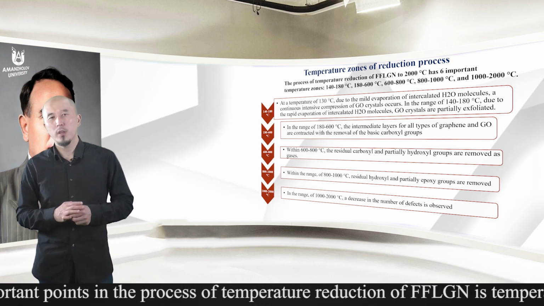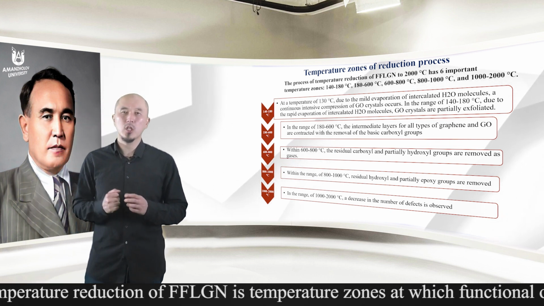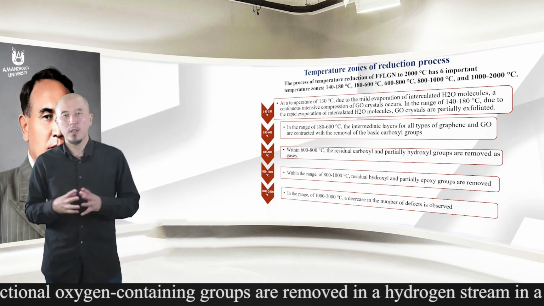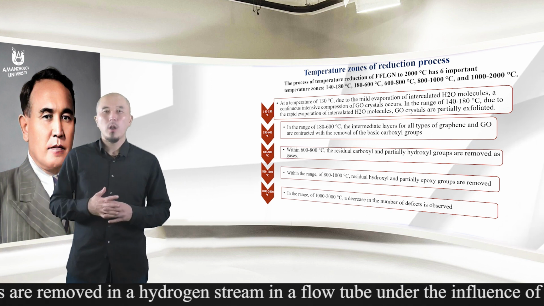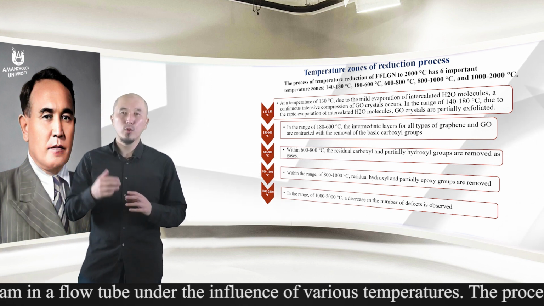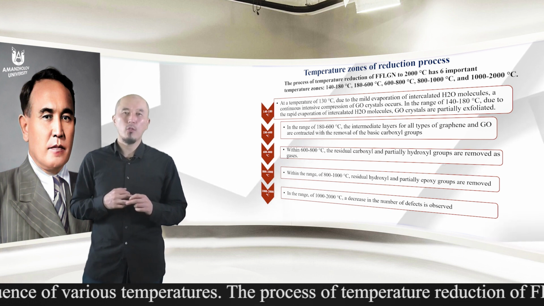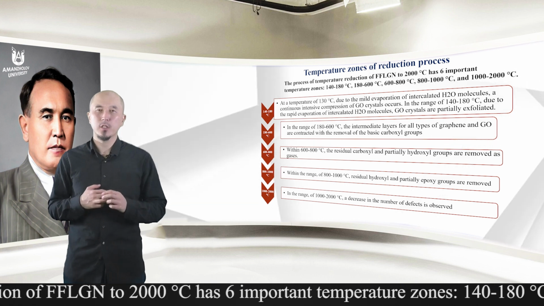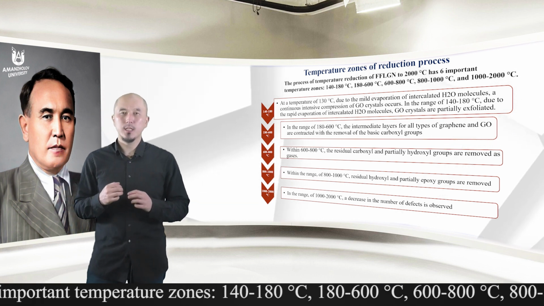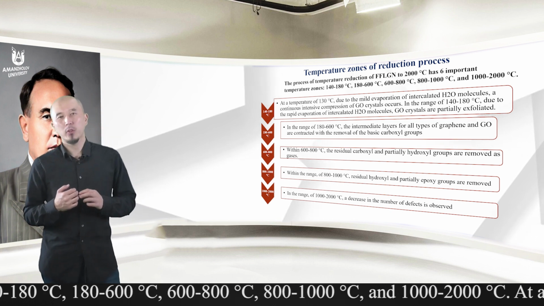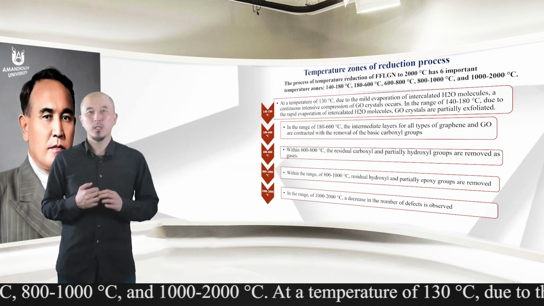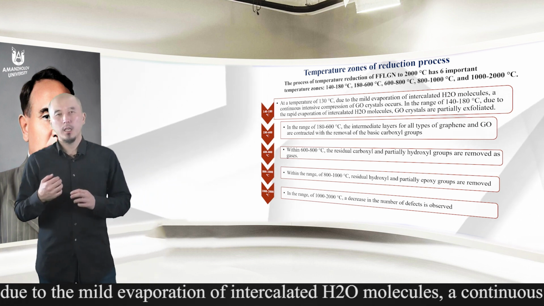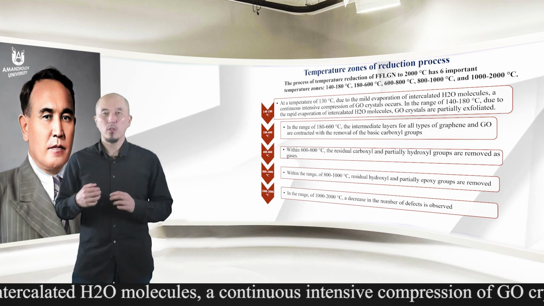One of the important points in the process of temperature reduction of FFLGN is the temperature zones at which oxygen-containing functional groups are removed in a hydrogen stream in a flue tube under the influence of various temperatures. The process of temperature reduction of FFLGN up to 2000 degrees Celsius has 6 important temperature zones: 130, 140, 180, 600, 800 to 1000, and 1000 to 2000.